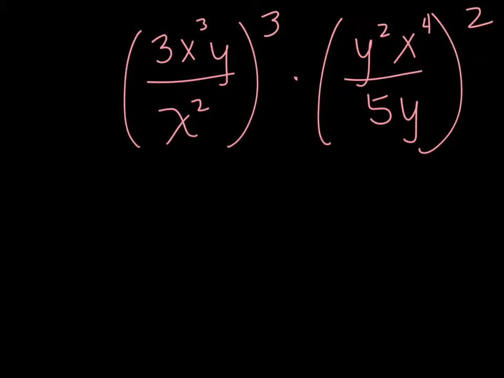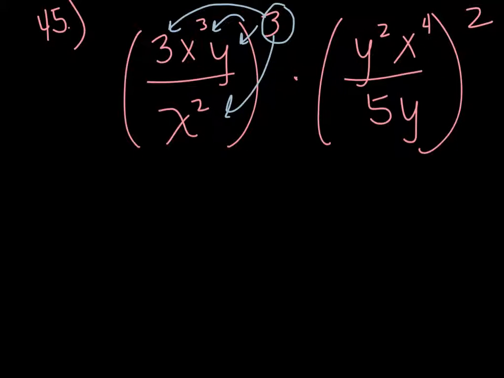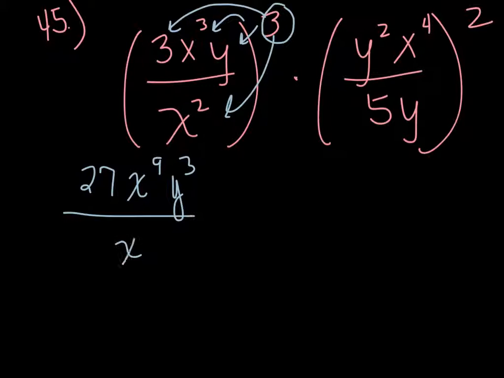The last one I'm going to show to you guys is number 45, which is a real tough one, but I know that you guys can do it. So what I'm going to do first, like I did in the last one, is take the power and give it to everything in the parentheses. So 3 cubed is 27. X cubed to the 3rd power, power to a power you multiply, is x to the 9th. Y to the 3rd power is y to the 3rd over x to the 6th.